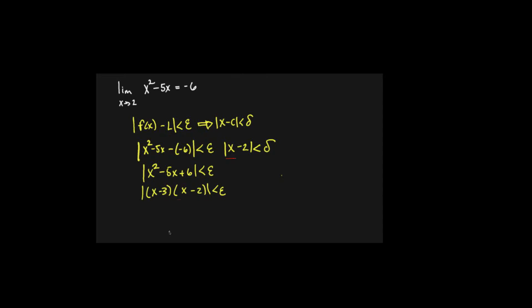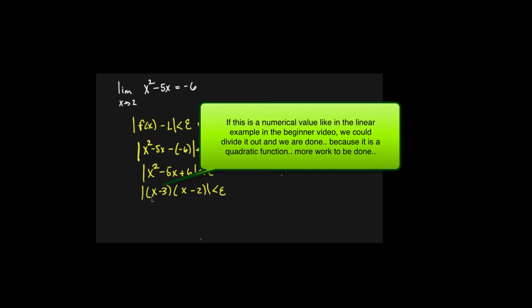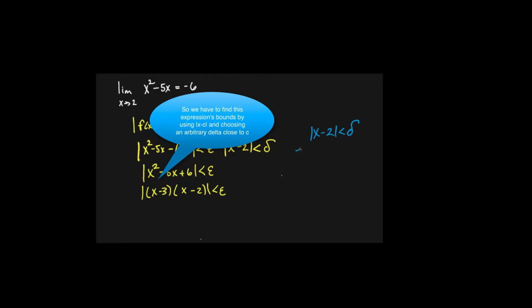Now, you should notice that this looks like this. The problem is that this is a variable expression, so we can't divide by a variable. What we do is we try to come up with a bound for the solution set to the absolute value of x minus 3. So if we start with our absolute value of x minus 2 less than delta and pick an arbitrary delta, 9.5 times out of 10, a delta of 1 will be okay.